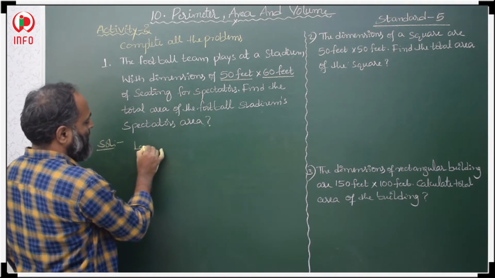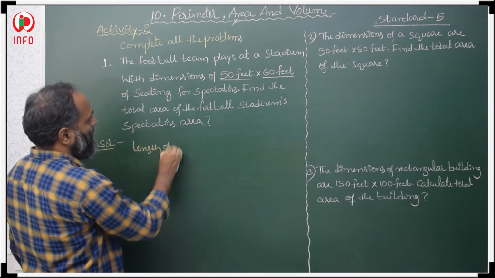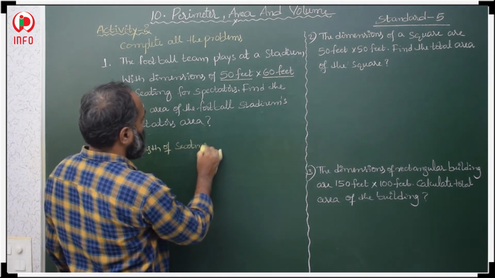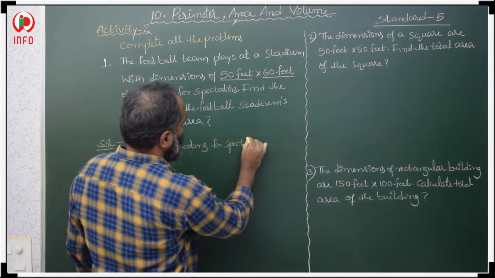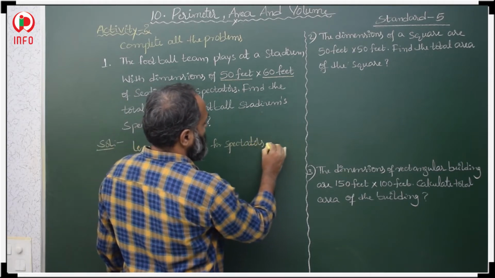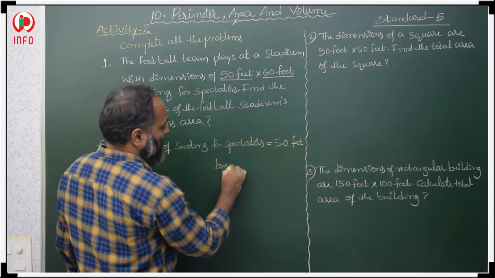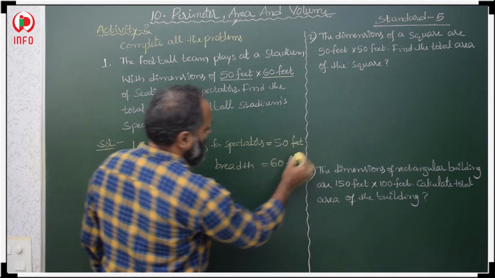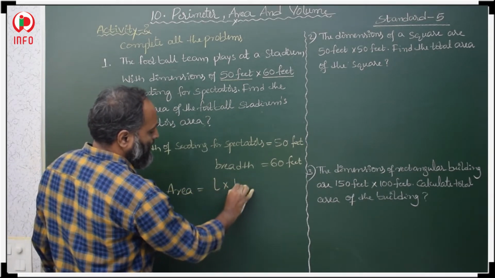So length of seating for spectators is equal to 50 feet. Breadth is equal to 60 feet. Then area is equal to length into breadth formula.